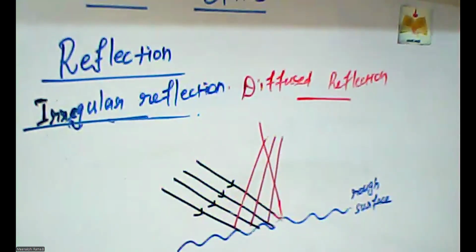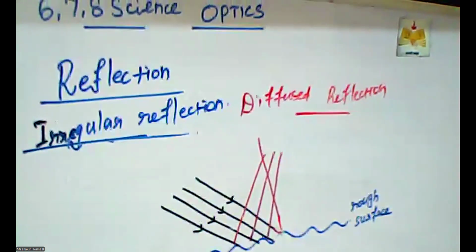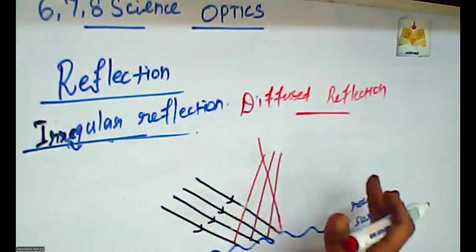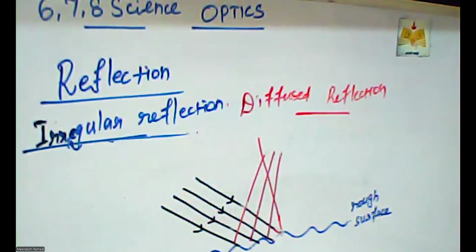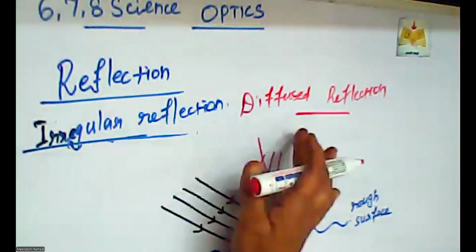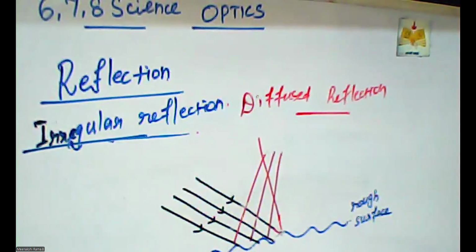So there are two types of reflection. One is regular, and the other is irregular or diffused reflection. Regular reflection means light falls on a smooth surface and the reflected rays are parallel to each other. But irregular reflection means light falls on a rough surface and the rays are reflected at different angles. This is the concept of regular and irregular reflection. The law of reflection is obeyed in regular reflection, but not in irregular or diffused reflection.